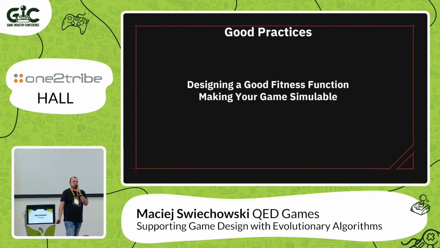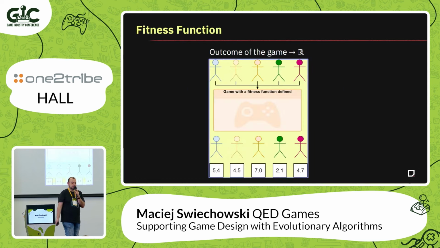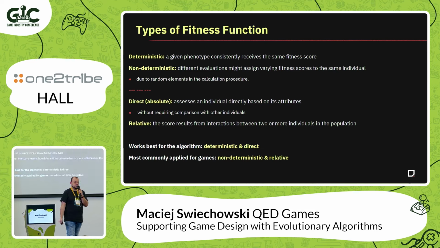Okay, so that's the basic terminology. And now I will talk about one of the most difficult aspects: how to design a good fitness function, and also how to make the game simulable. As I said, the fitness function assigns fitness, so the quality of a solution. We have individuals and we have a game, and based on the performance of these individuals, we have to assign some values to these individuals. This is the role of the fitness function.